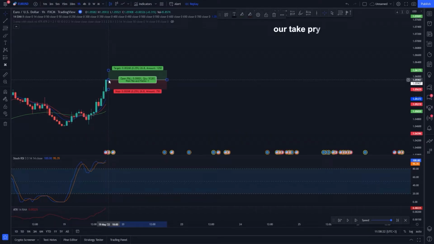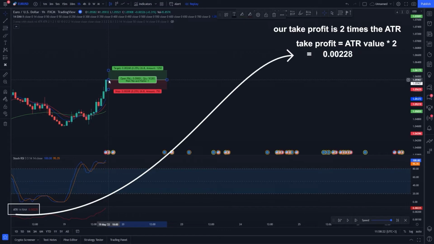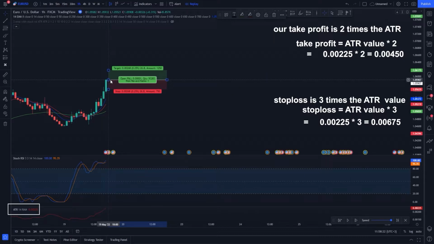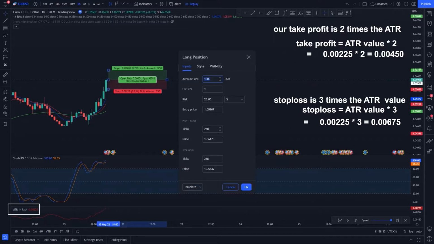Our take profit is 2 times the ATR, so take profit equals ATR value times 2. Our stop loss is 3 times the ATR value, so stop loss equals ATR value times 3. You can set it manually, so the calculation is more accurate.